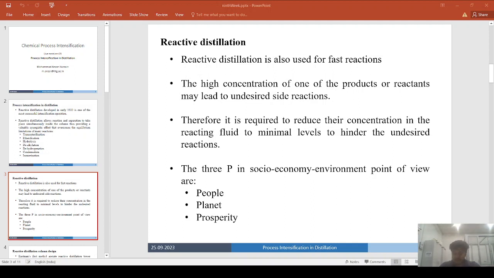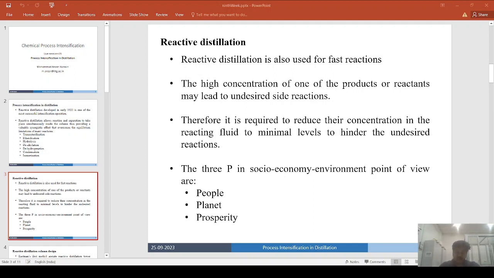So reactive distillation is also called catalytic distillation. Another name for reactive distillation is catalytic distillation. So you get it. Basically, the reaction generally requires a catalyst, and you are also simultaneously performing the distillation. So why not, instead of calling it reactive distillation, you can also call it catalytic distillation.